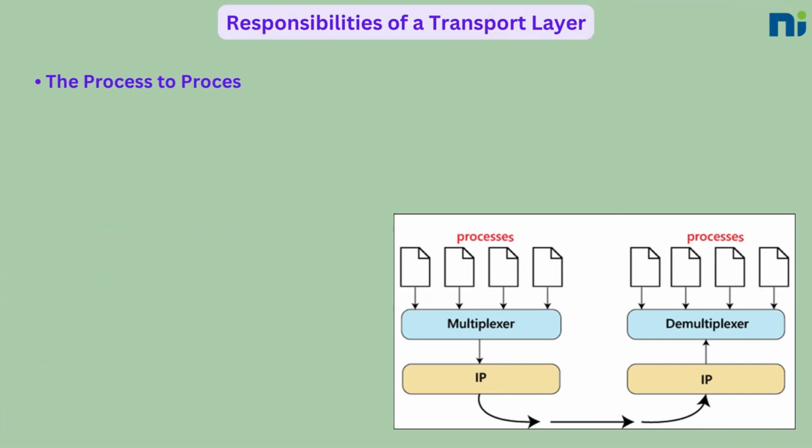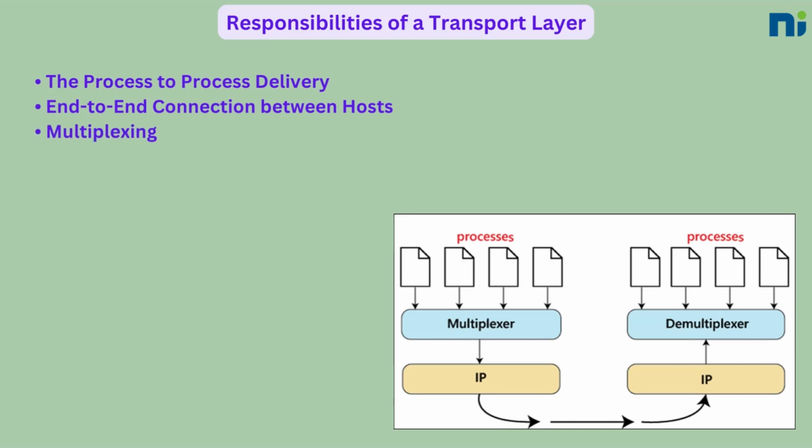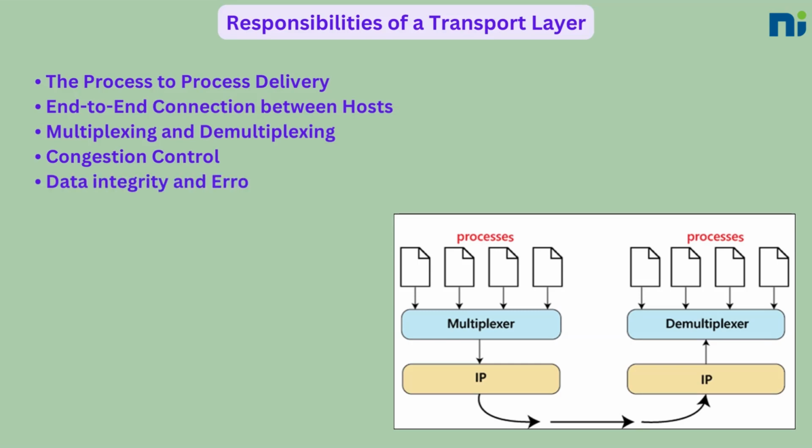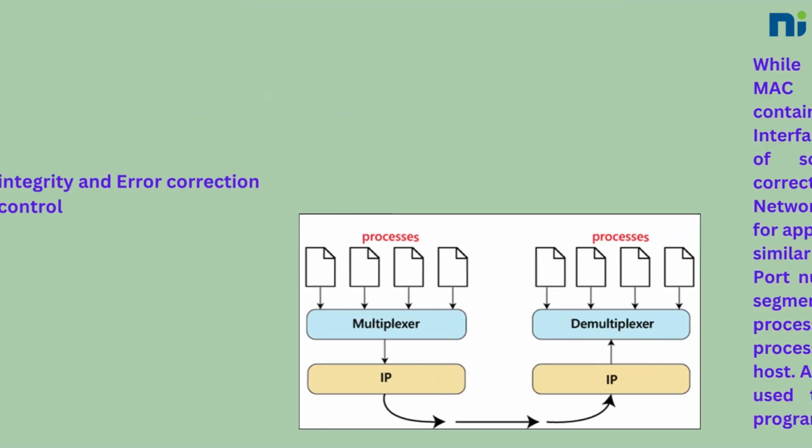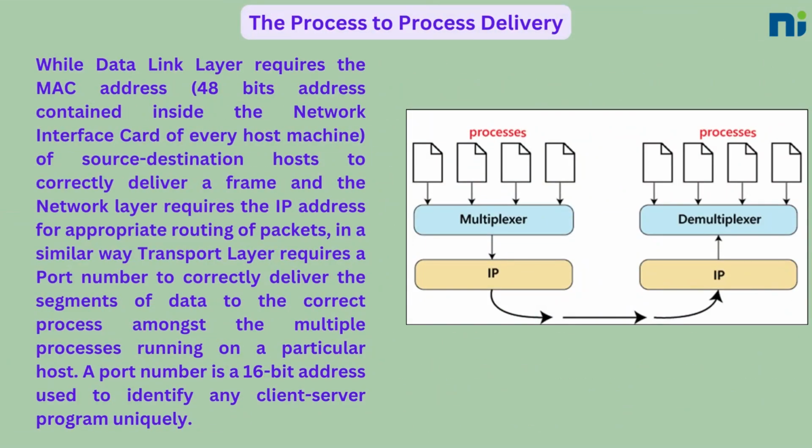Responsibilities of a transport layer. The process-to-process delivery. End-to-end connection between hosts. Multiplexing and demultiplexing. Congestion control. Data integrity and error correction. Flow control.